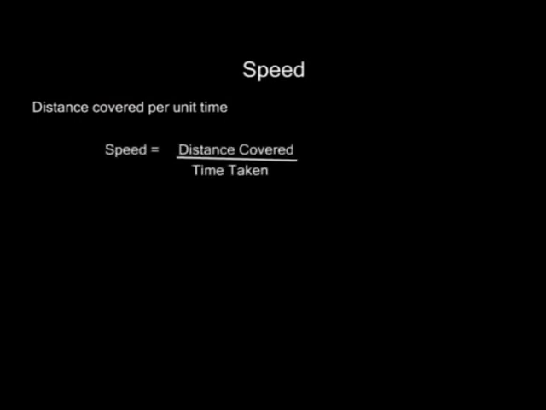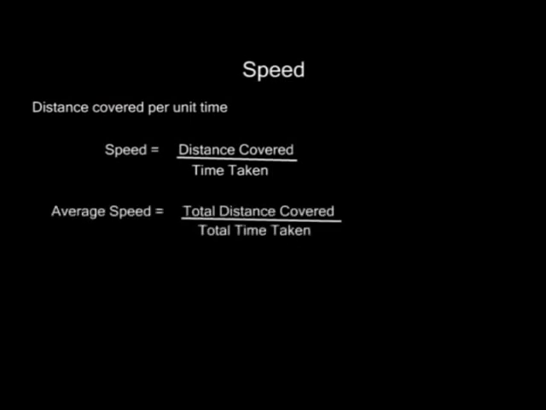Speed. Speed is defined as the distance covered per unit time. Therefore, speed is equal to distance covered over time taken. Speed is a scalar quantity. The above definition applies to a body moving uniformly over a period of time. However, this is not always the case. It is therefore better to consider the total distance covered over the total time taken. This gives the average speed of the body. Therefore, average speed is equal to total distance covered over total time taken. The SI unit of speed is meters per second.